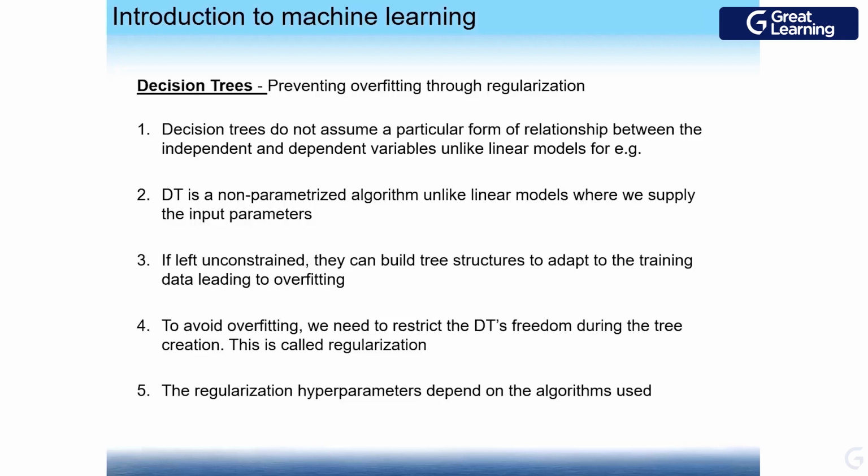If left untouched, the decision tree will create a very complex, uncontrolled model for you, which will be overfit. To avoid overfitting, we will have to use regularization. I'll show you how to use that. And for that, we will use certain parameters. Those parameters are called hyperparameters.